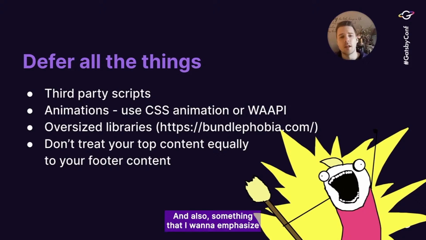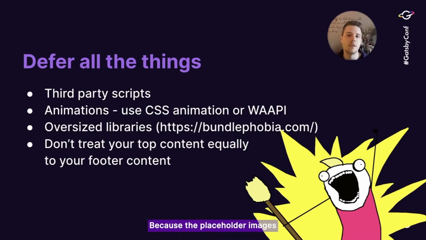And also something that I want to emphasize is don't treat your top content equally to your footer content. So on the top, use placeholders, make everything steady and fast, but at the bottom, maybe don't use placeholders. Just show the full image whenever the user is almost there. Why is this beneficial? Because the placeholder images are base64 encoded or background colors, and they add extra weight to the HTML. The less we can ship to the user, the better. So keep that in mind.